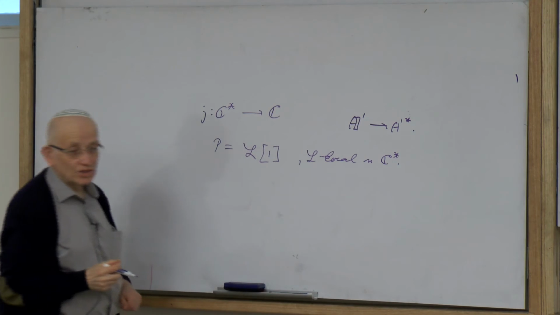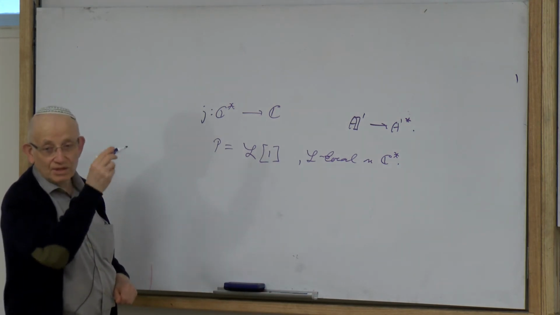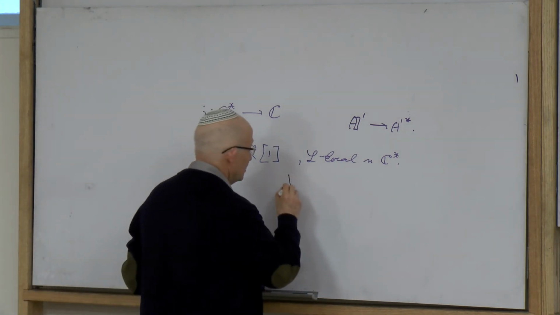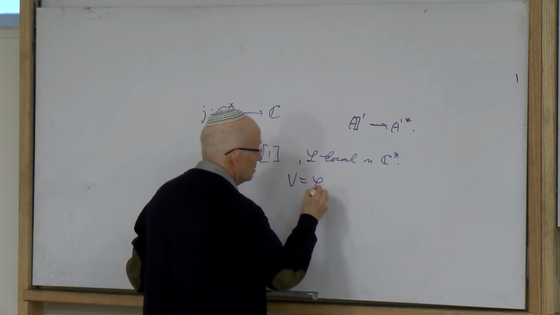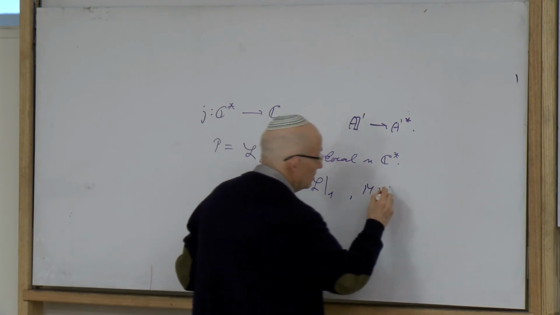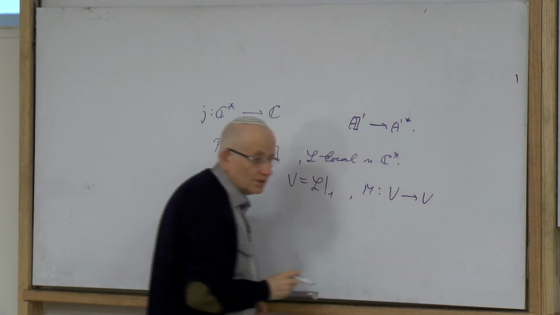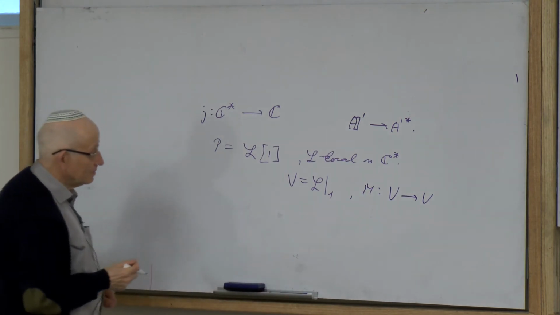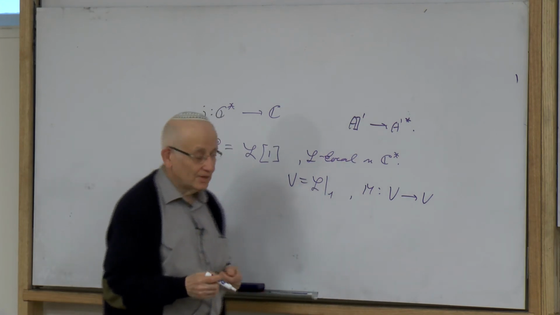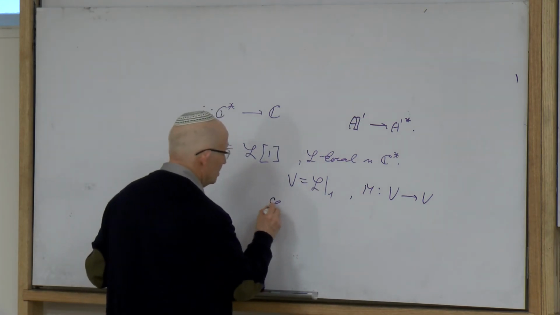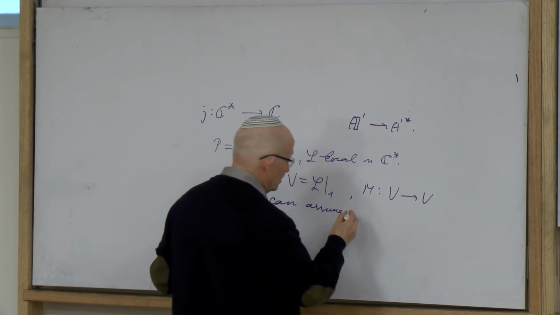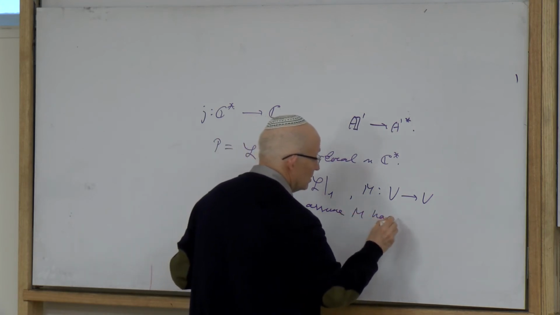Now, what is a local system on C star? It is completely determined by the monodromy operator. So you have just a vector space V, which is the fiber at 1, and you have a monodromy operator V to V, an invertible operator. Now, if you have one operator, you can decompose it with respect to eigenvalues. So you can assume a direct sum where M has one eigenvalue.